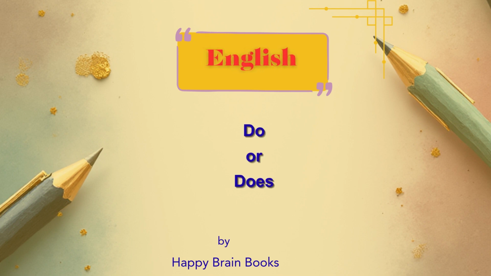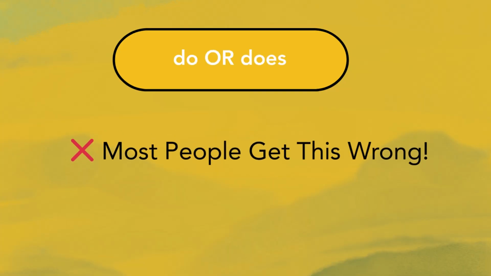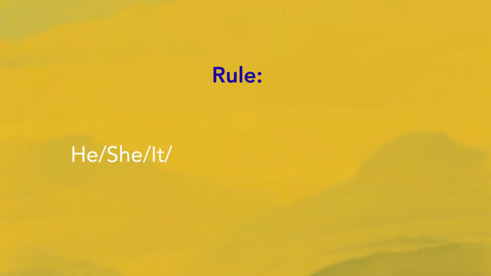Do or does. Do or does. This is one of the most common mistakes in English, but don't worry, by the end of this video, you'll never get it wrong again. Let's dive in. Here's the simple trick.